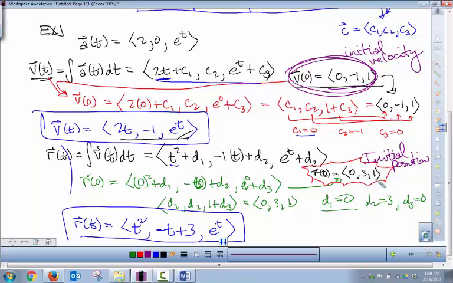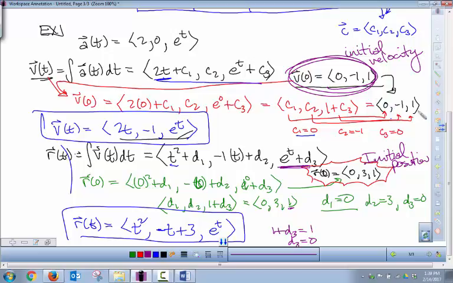So d3, this is tricky because when you put 0 into this function, the antiderivative that we got, when you put 0 into e to the t, it was equal to 1. So this says 1 plus d3 should equal this. So 1 plus d3 is equal to 1. And so when you solve for that, d3 actually is equal to 0. And so you have to be careful with the initial position and velocity.